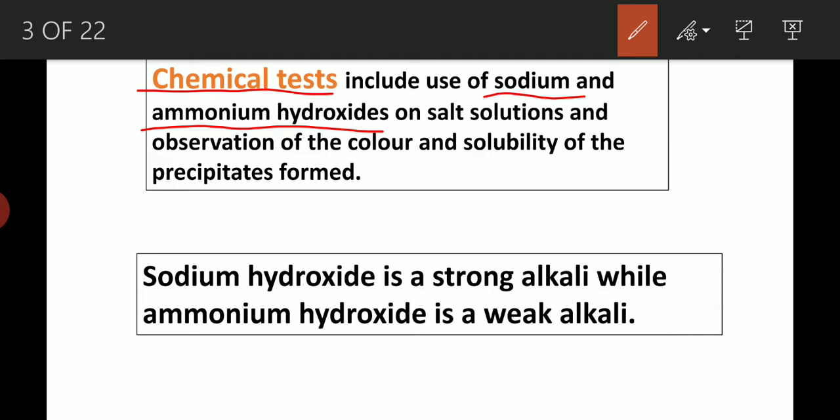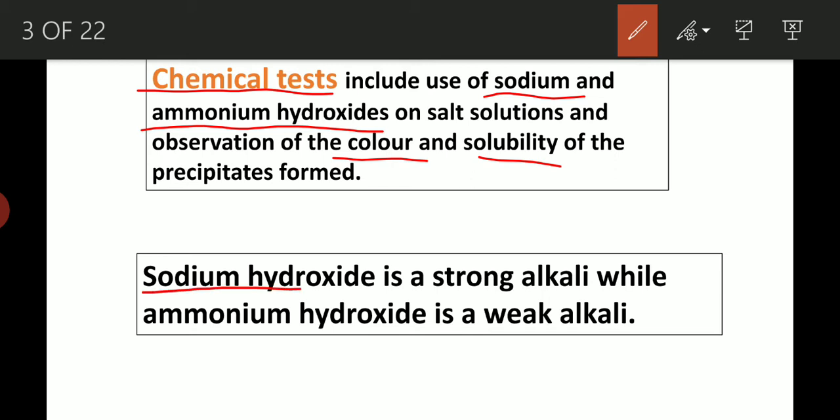And after performing those tests, we will observe a certain color change or a certain change in solubility, like there may be a formation of precipitate. So by observing the change in color, change in solubility or precipitate, we will be able to identify that particular salt sample which is unknown to us. In this way, we can perform chemical tests.